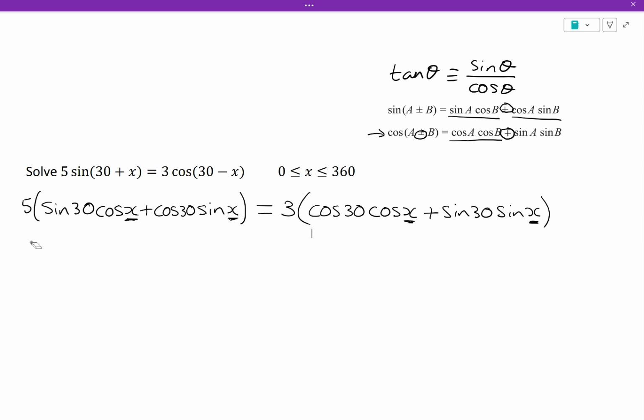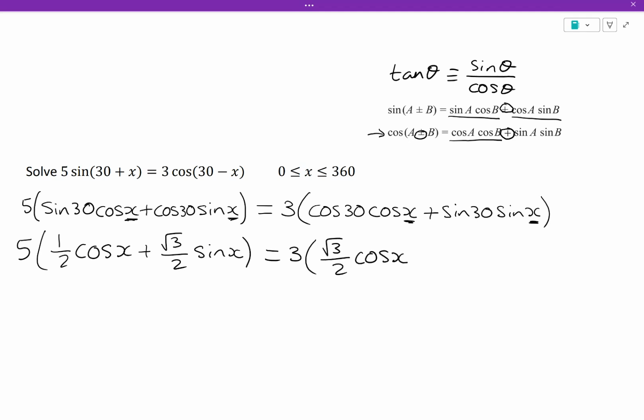So that's what I'm going to do next. I'm going to go through and rewrite all our numerical ones as their exact values. So first off, we have sine 30, so that is a half. And then we've got cos x, and then we've got cos 30, which is root 3 over 2, then we've got sine x, close bracket. And then over here we've got 3 lots of cos 30 again, which is root 3 over 2, and then cos x, and then plus sine 30, which was a half, and then sine x, like that. Okay, so it's beginning to look a little bit more simple.